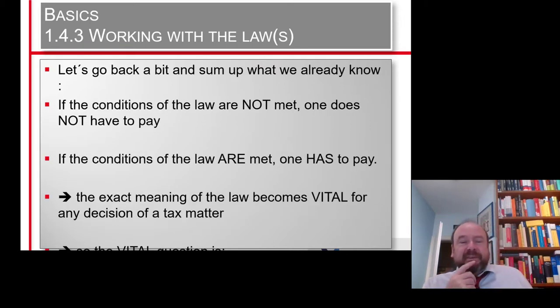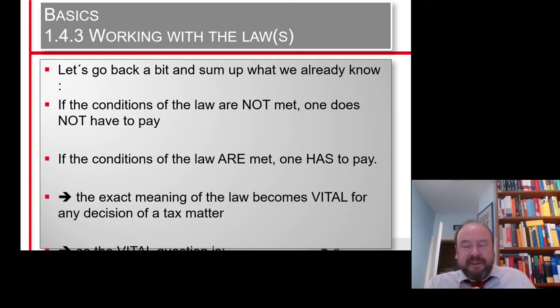Yeah, so let's sum up a bit. If the conditions of a tax law are fulfilled, you have to pay. If not, you do not have to pay. What does that mean for us? That means that the conditions of the law are vital for the treatment of the tax case.